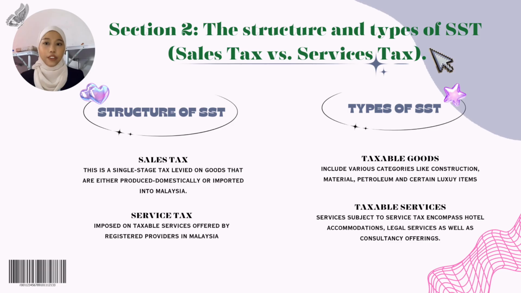There are two structures of SST. Firstly, sales tax. This is a single stage tax levied on goods that are either produced domestically or imported into Malaysia. It is applied at the point of sales, meaning that it is collected at the moment the goods are purchased by consumers. Not only that, sales tax rates vary according to the kind of item, with usual rates ranging between 5% and 10%. For instance, petroleum goods and building material may be taxed 5%, but certain luxury items may have a higher rate.